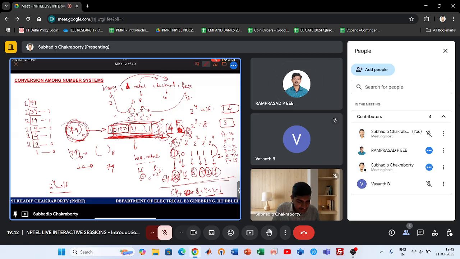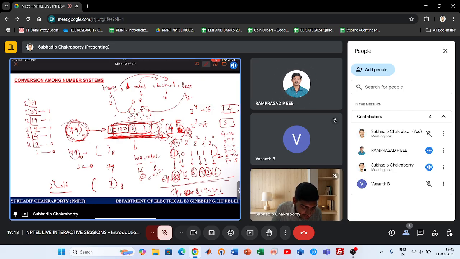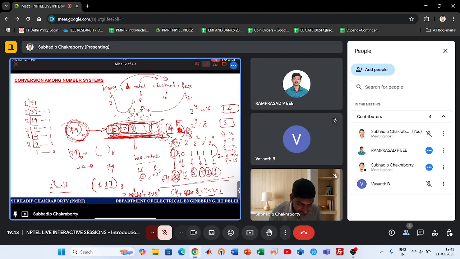So the representation changed. And for octal, what did you do? You grouped by 3, 2 cubed. So 7 was the first digit, and then you take 001, so 1 was the next digit, and then again 001. So 117. And you can again cross check. What you can do, 7 into 8 to the power 0 plus 1 into 8 to the power 1, and then 1 into 8 to the power 2. So 64 plus 8 plus 7 gives you 79.